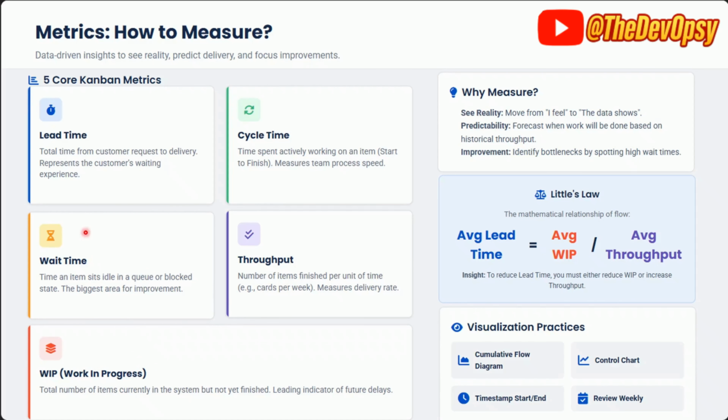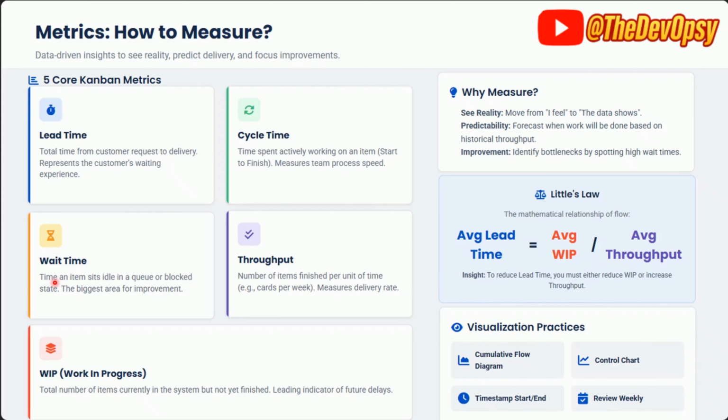And why do we need to measure? To understand the reality, whether what I feel matches what the data shows. Forecast the work which will be done in future based on the historical output. Improvement, by identifying the bottleneck and spotting the high wait time, right? So these are the things which we need to focus on.